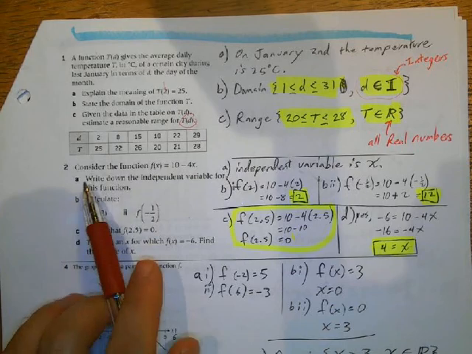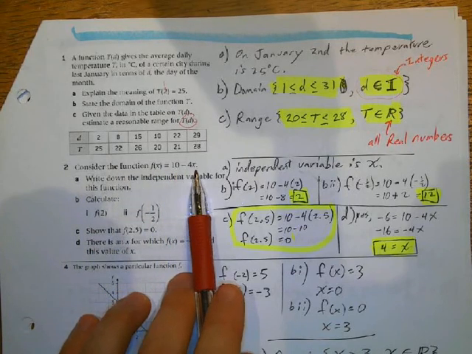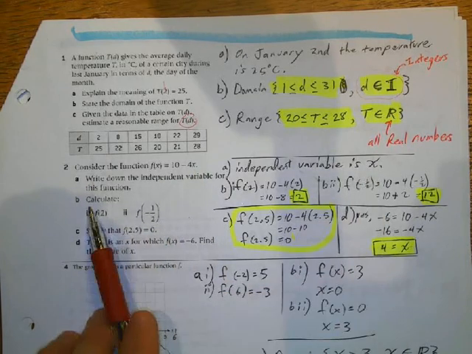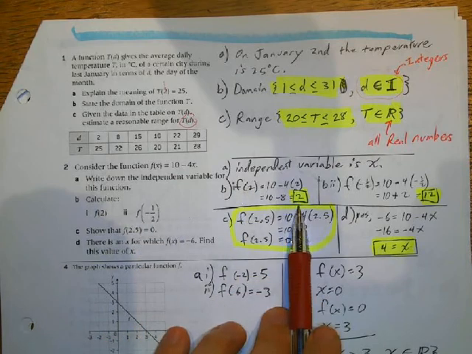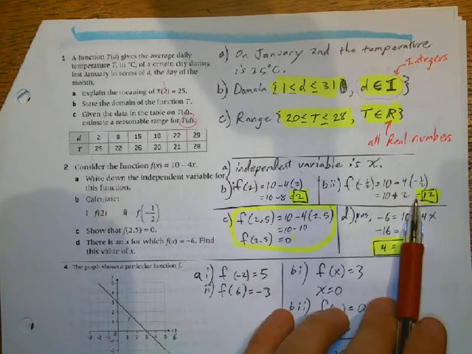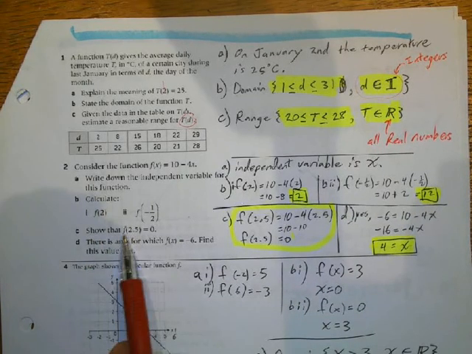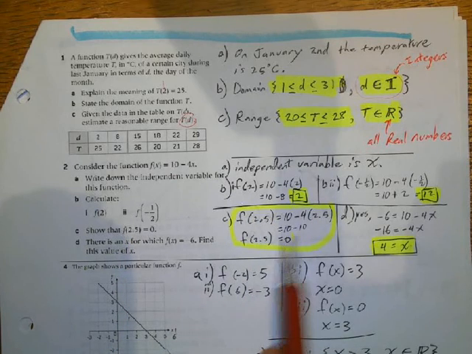Question 2. Consider f of x equals 10 minus 4x. The independent variable is x. Calculate f of 2. So basically we're plugging 2 into the equation. F of negative 1/2, I plug in negative 1/2 into the equation. Question C, show that f of 2.5 equals 0. I plug in 2.5 in place of x, and then we show that it's equal to 0.